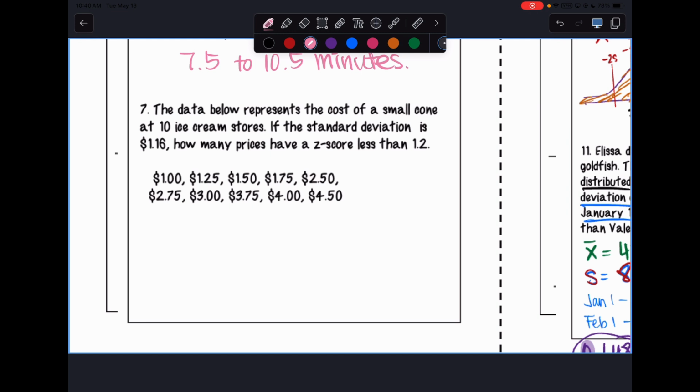The data below represents the cost of a small cone at 10 ice cream stores. If the standard deviation is $1.16, how many prices have a z-score less than 1.2? Okay, so let's pull out some important information here. We have 10 ice cream store prices for a small cone. The standard deviation is $1.16, and the z-score is less than 1.2. This less than part is going to be important later.